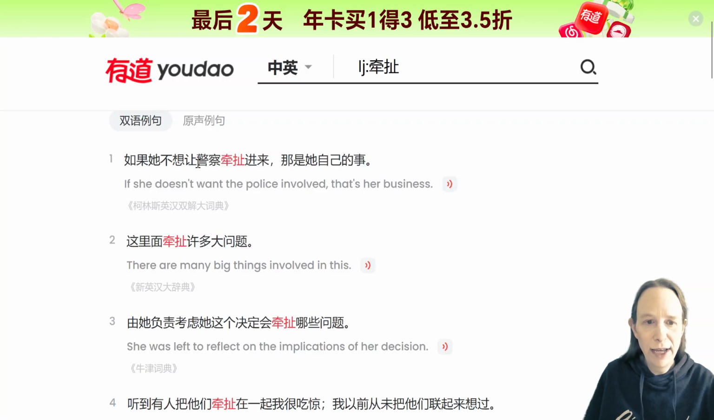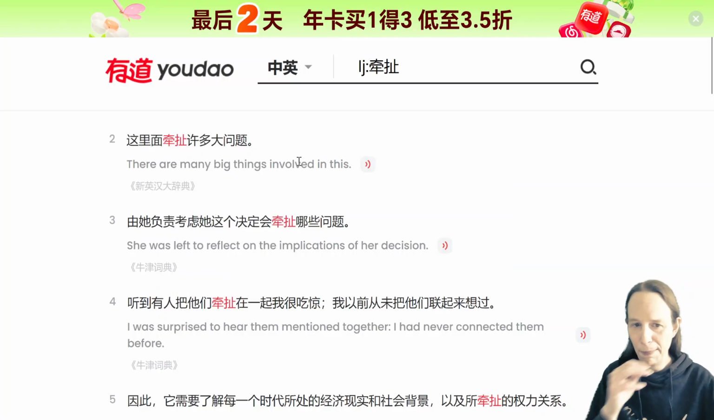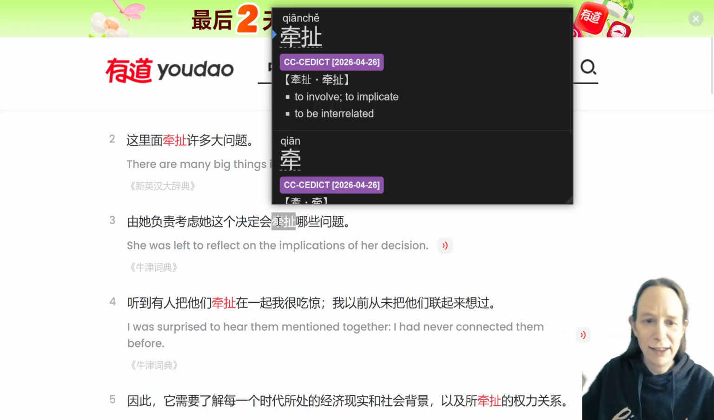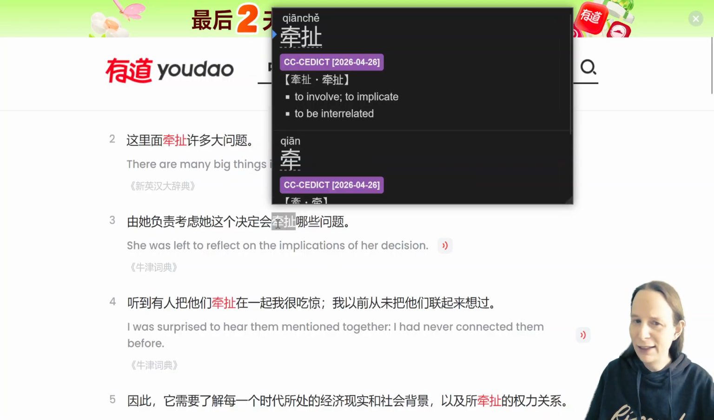如果他不想让警察牵扯进来, you don't want the police to get involved, or if she doesn't want the police to get involved, 那是他自己的事。Okay, this whole thing is 他自己的事。All right. 这里面牵扯许多大问题。Okay, so this has involved many big problems. 由他负责考虑他这个决定会牵扯那些问题。It's not exactly what I was thinking.